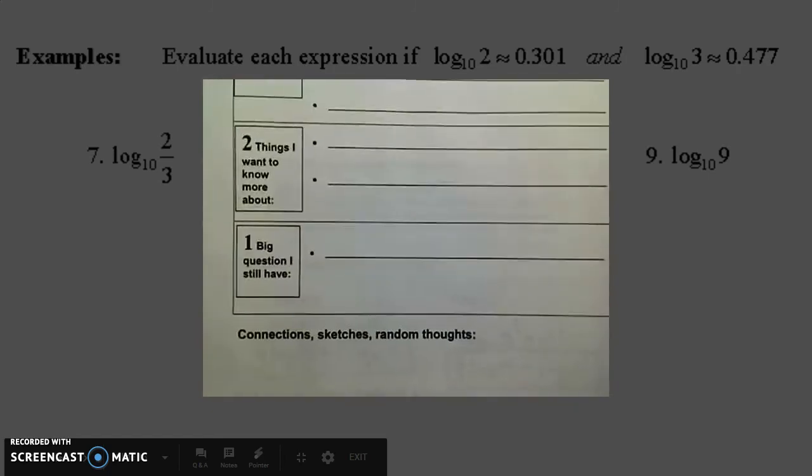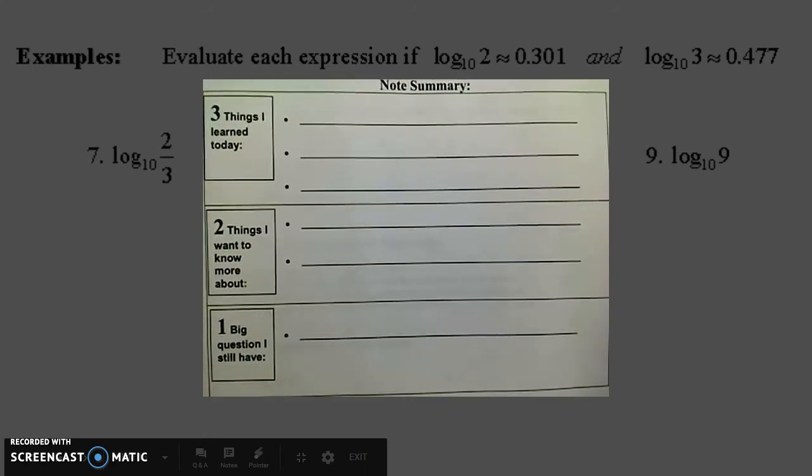So some examples of expanding and contracting log expressions, going in both directions, writing one log from a string and taking one log and expanding it out in either a sum or difference, and then also being able to calculate when we're given values for particular logs.